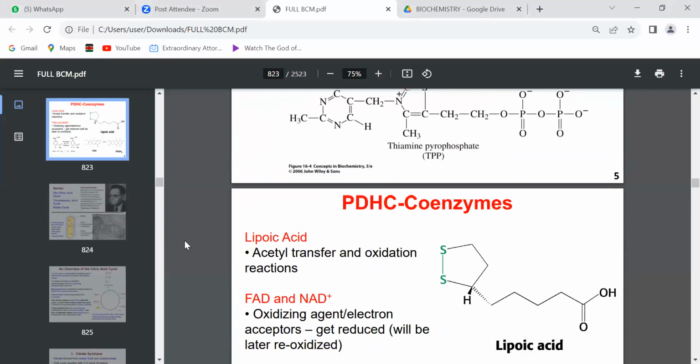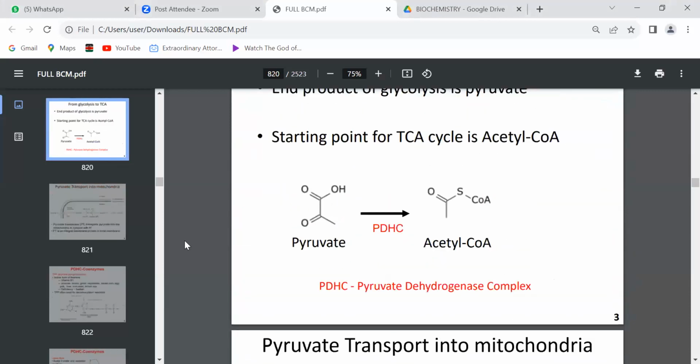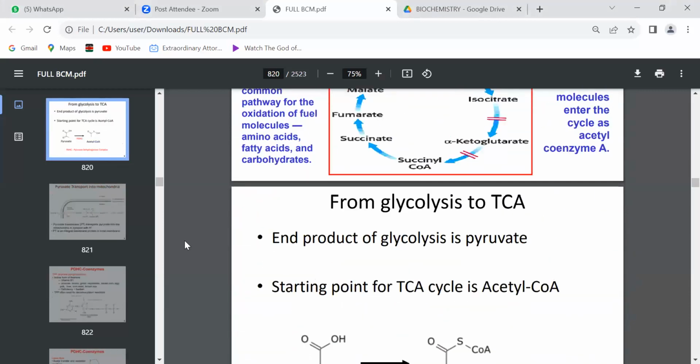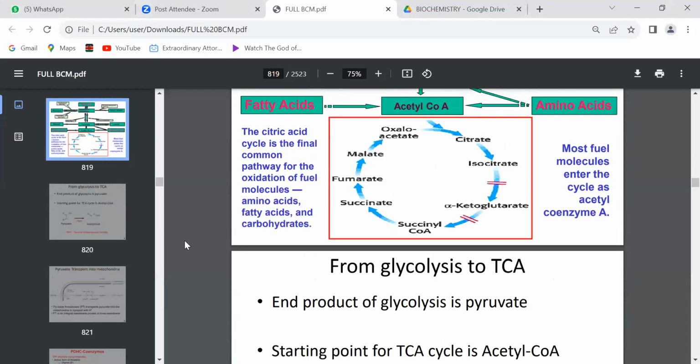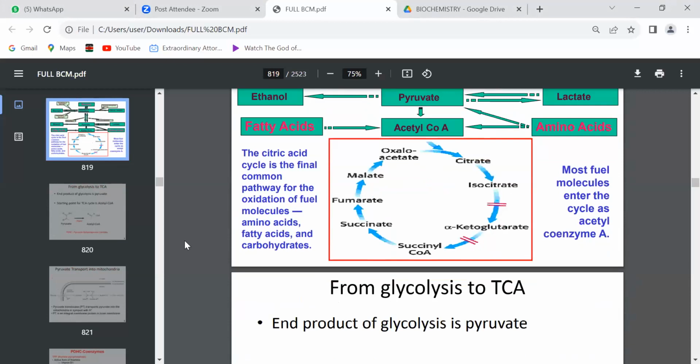So basically the TCA cycle is a continuation of glycolysis. The end product of glycolysis is pyruvate, and pyruvate is what feeds into the TCA cycle. Although not as pyruvate, it's first converted to acetyl-CoA, which then feeds into the TCA cycle.